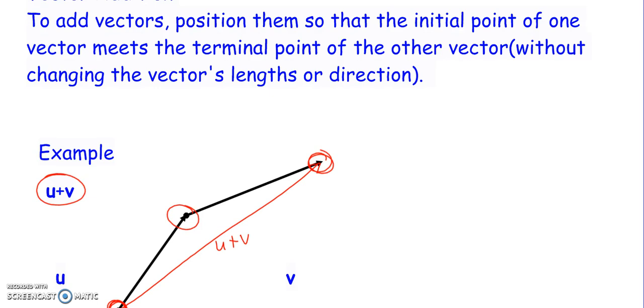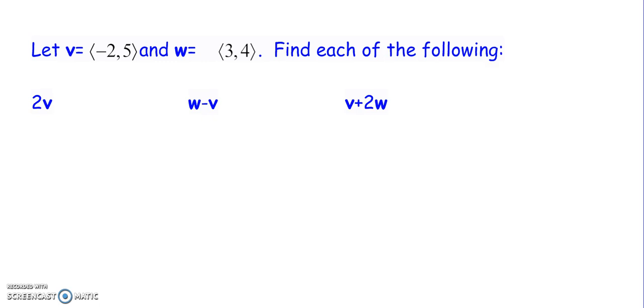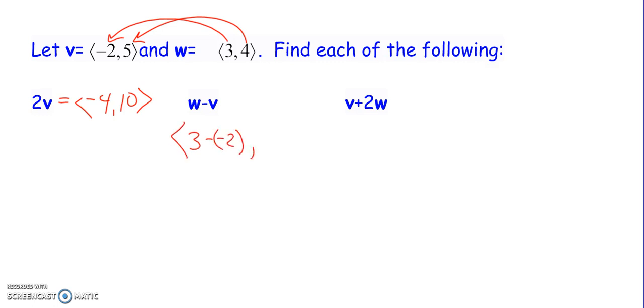I know that's probably a little difficult to picture. But the actual addition and subtraction and scalar multiplication is pretty intuitive. For example, 2v is just 2 times this, so 2v is ⟨-4, 10⟩. That would be the vector in component form. If I'm looking for w minus v, that is my x-coordinate minus my x-coordinate, my y-coordinate minus my y-coordinate. So it's going to be 3 minus negative 2, again component form, comma 4 minus 5, and that's going to be ⟨5, -1⟩ for w minus v.